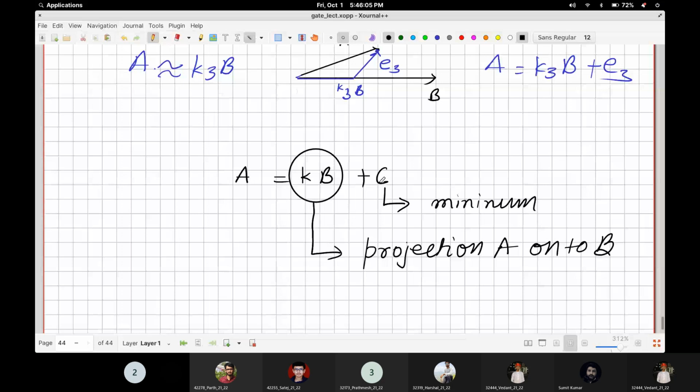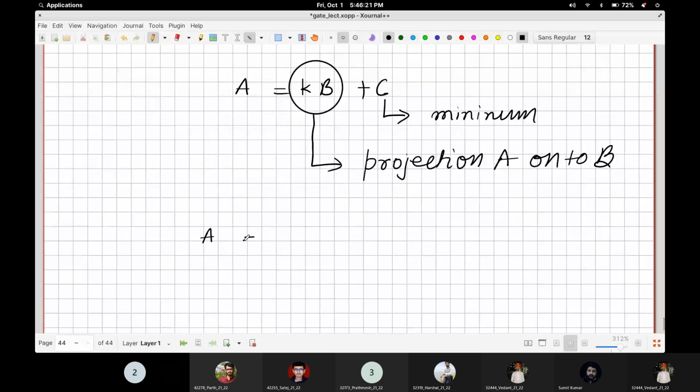And what is the value of this K? Can you determine this? So here we have A is equal to KB plus E. Now we have to find out the value of K. Sorry, this is E, error E hai. So this is error E. So what we can do? क्या कर सकते हैं आप? We can take its dot product with B, isn't it? Yes sir. And if you take its dot product with B, what you will be having? K will be equal to A dot B divided by B dot B, isn't it?